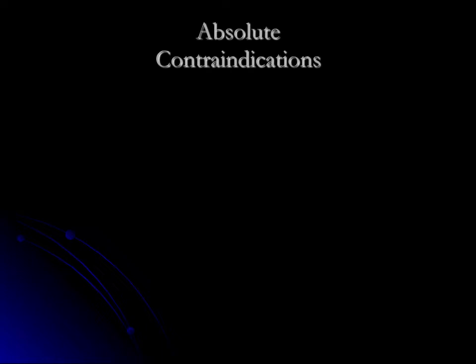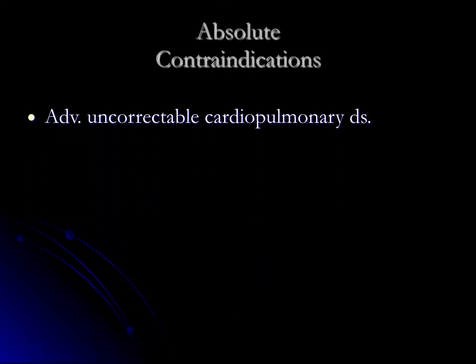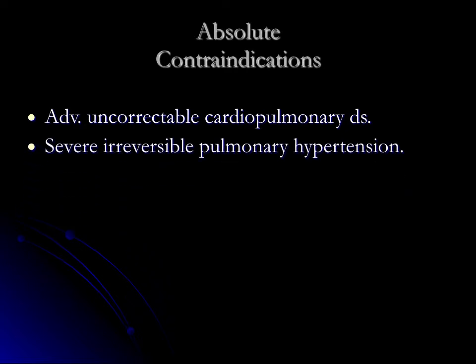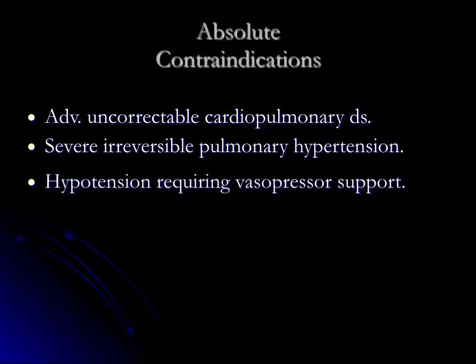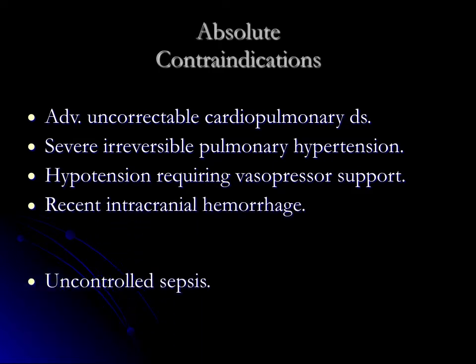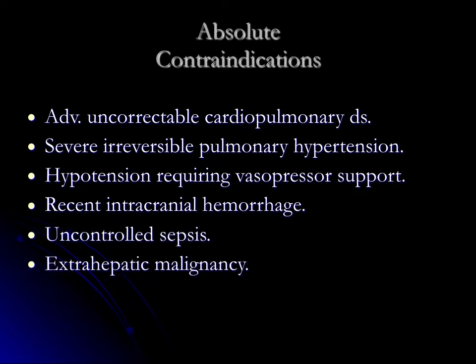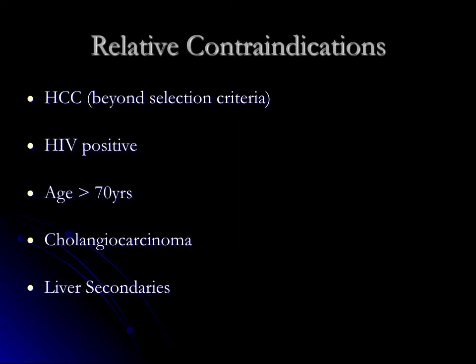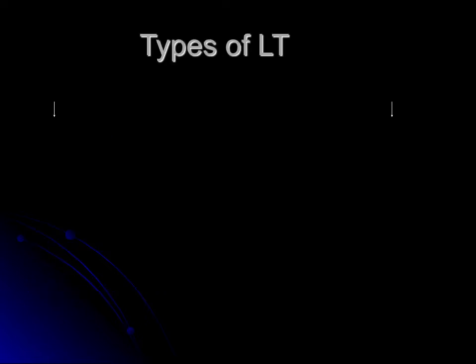For the contraindications, we have advanced cardiopulmonary disease, severe irreversible pulmonary hypertension, hypotension on vasopressor, recent intracranial hemorrhage, uncontrolled sepsis, extrahepatic malignancy, and active substance abuse. Also, HCC beyond the selection criteria, which is Milan, HIV, extremes of age above 70, cholangiocarcinoma, and liver secondaries are also included in the contraindications.